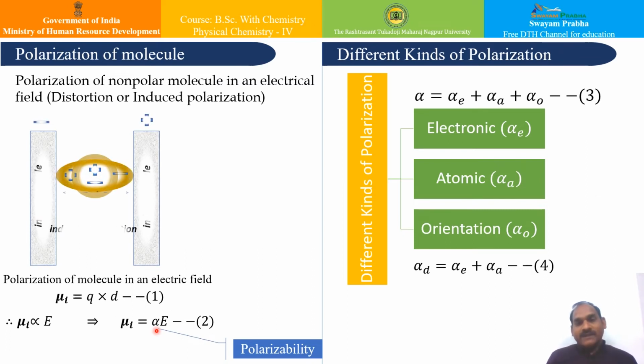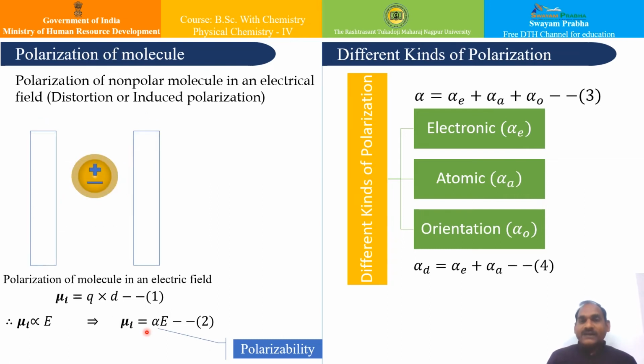Now this alpha is the constant of proportionality, and it is called the polarizability of a given molecule. This polarizability is a measure of the easiness with which a molecule can be polarized. By definition, alpha, that is polarizability, is equal to the induced dipole moment generated by a unit strength of an electrostatic field. If E is equal to 1, alpha is equal to mu I.